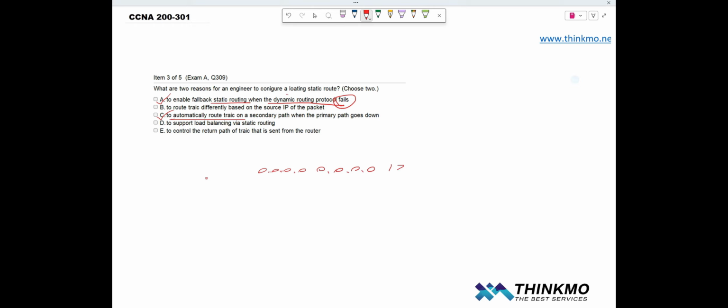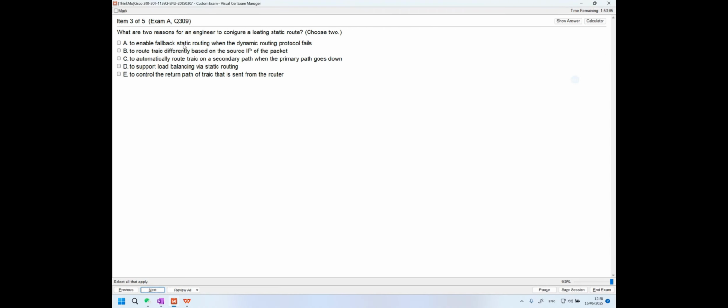Then the next one is 12.1, 1.2, and for the second route, the beginning is the same, but the end is 13.1, 1.3. For these two routes, you set a different administrative distance at the end, right? So this one is the primary, the main, the active one, and the other one is the backup or standby, right? When the primary route fails, the backup route is activated. So the correct answers are A and C. Let's check the correct answers, A and C.